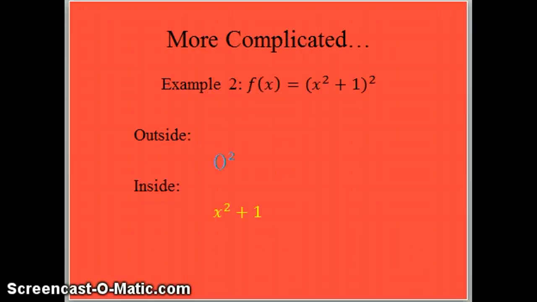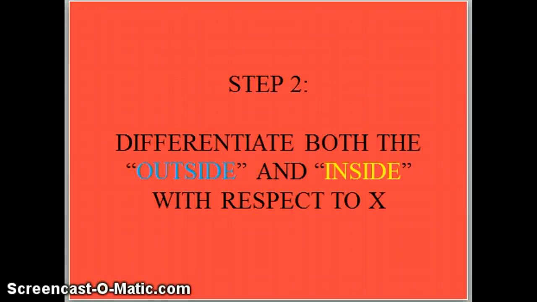Here is a bit more complicated example. You can see that it is a quadratic function raised to the second power. Once again returning to the original formula, the power is the outside of the function, f of x, while the inside part, g of x, is x squared plus 1. Once you can identify the outside and inside parts of an equation, then you can proceed to step 2.